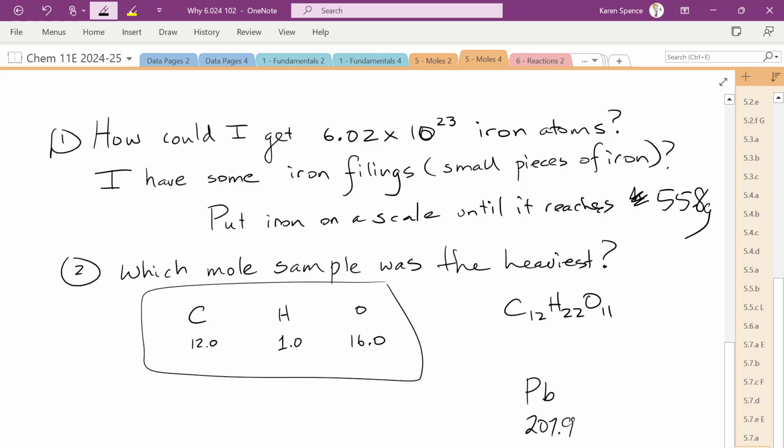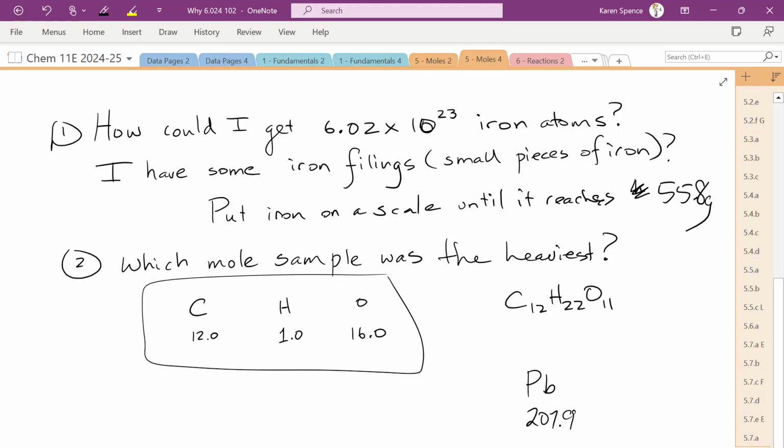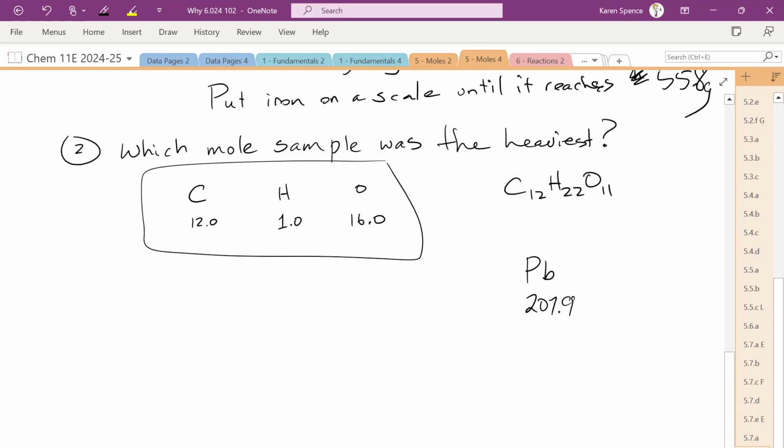So like 12 times 12 for carbon and 14 times 1 for hydrogen. Yeah. Okay. So we have 12 times 12 for carbon. We have 22 times 1 for H. So all together they add up. Okay. Excellent. And I now have a job for you.